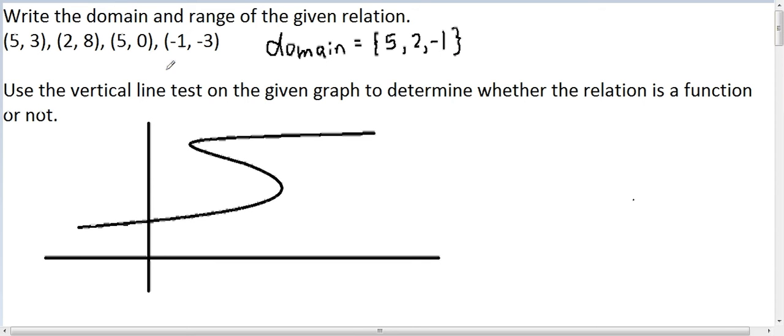To find the range of this relation, we carry out a similar process, but for the y-coordinate, or the second coordinate, of each of these points. The numbers in the range are 3, 8, 0, and -3.